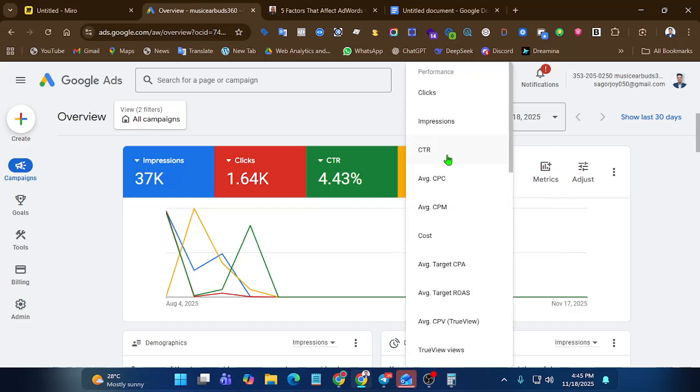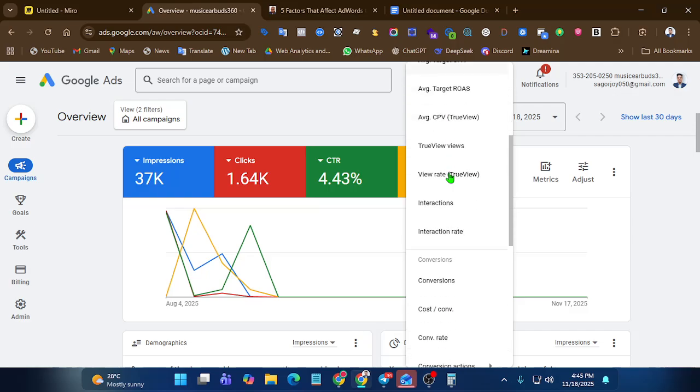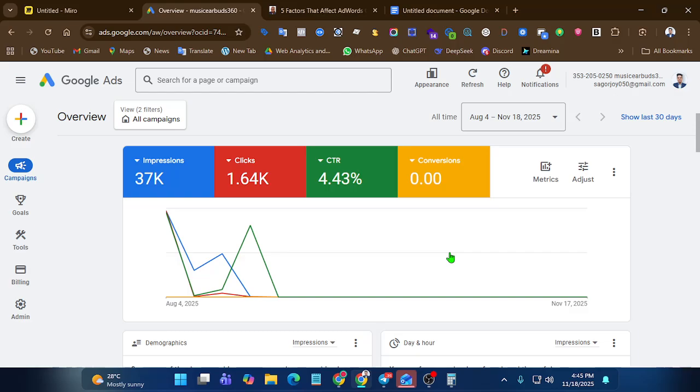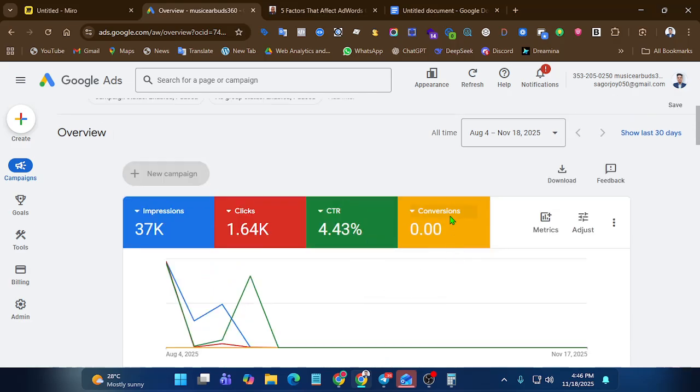Then here are more KPI metrics, like conversions. A conversion happens when your campaign goal is completed. For example, a purchase, a sign-up, a lead form submission, or anything that is your business goal. This is called a conversion.